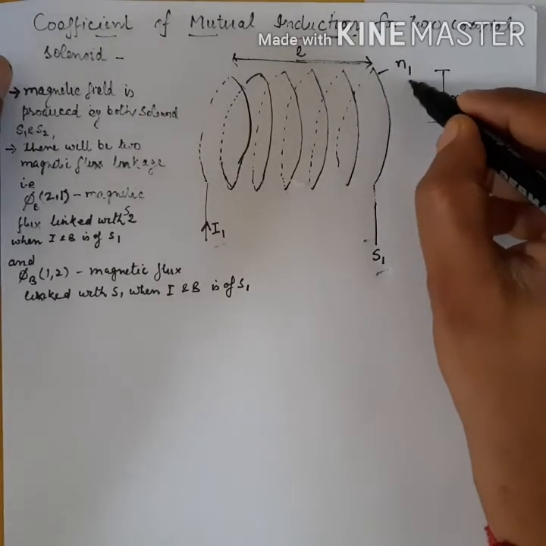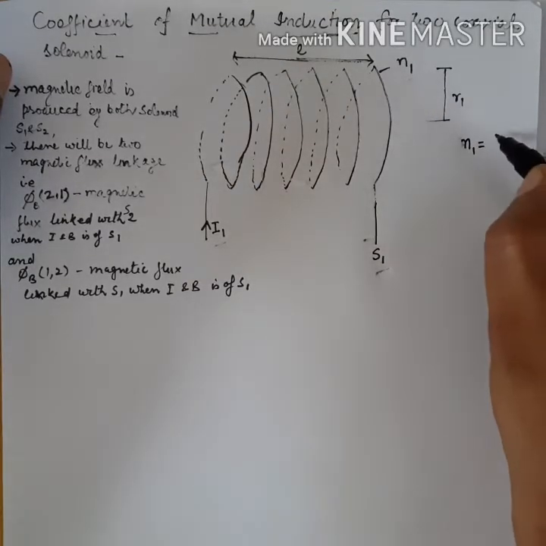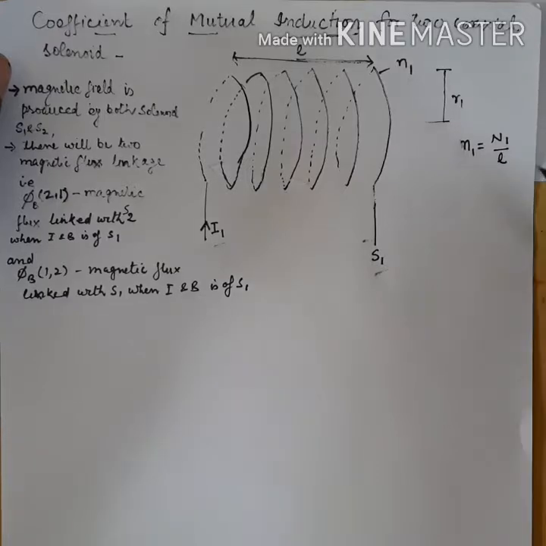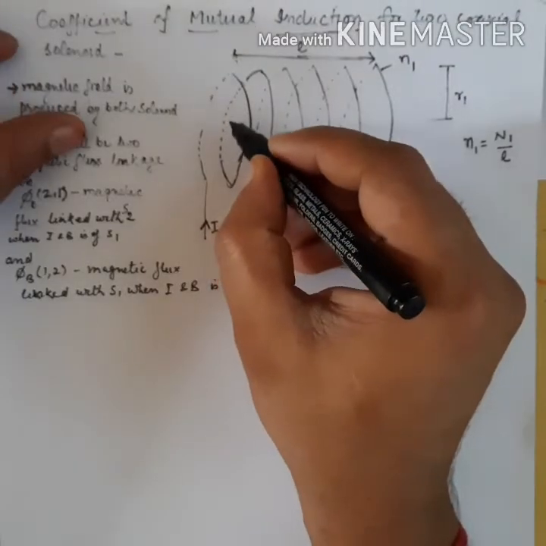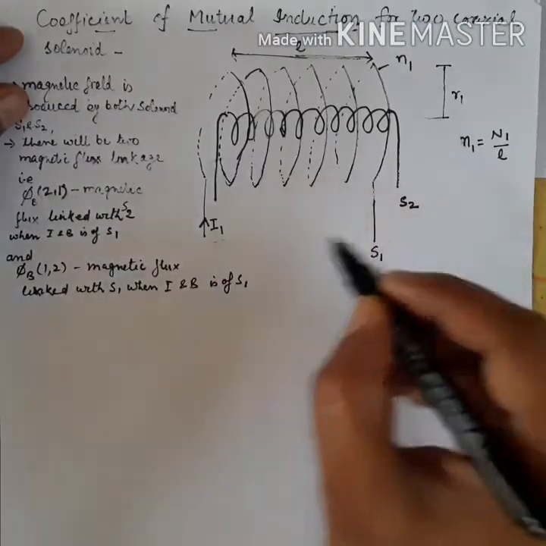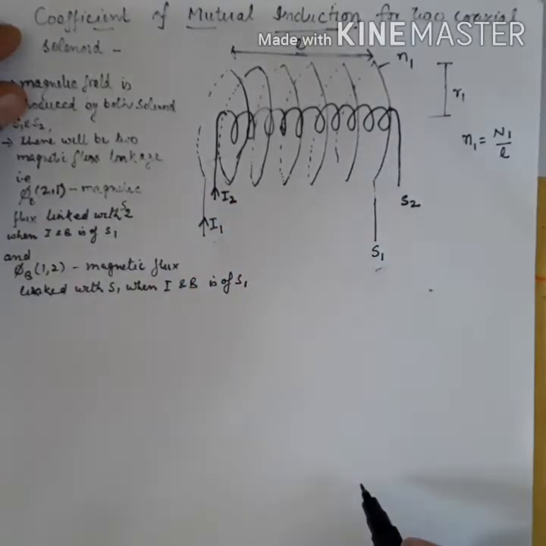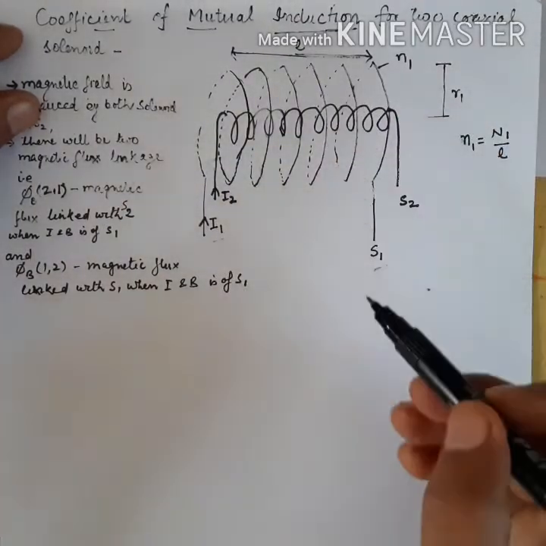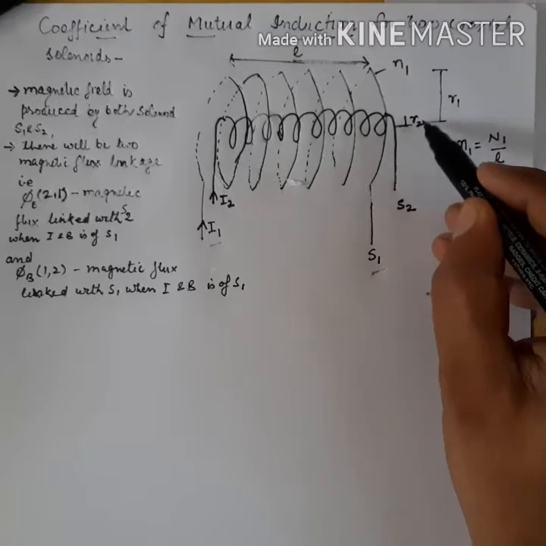Let N1 be the number of turns per unit length. N1 is equal to the total number of turns, I take it as N1 divided by its length, so the length is L. Now for the second solenoid, I consider another coaxial solenoid S2 having a current I2. Similarly, this solenoid also has length L and a radius of R2.